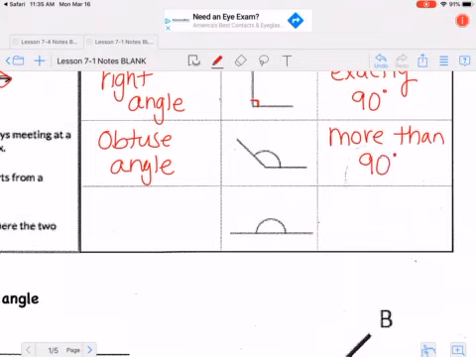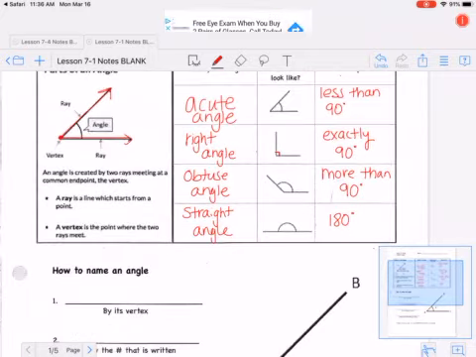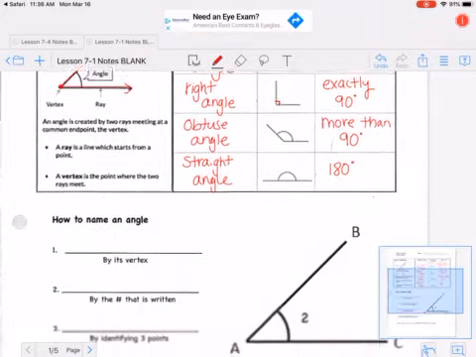than 90 degrees. Okay, and the last one, as you can see, it's a line, which lines are straight. So this is called a straight angle. Okay, so that would mean that this would be exactly 180 degrees. Okay. So now we're going to go ahead and move on. So it says how to name an angle.